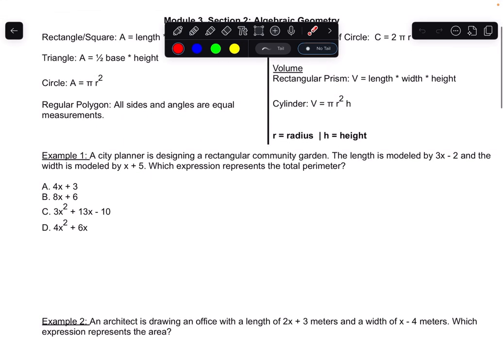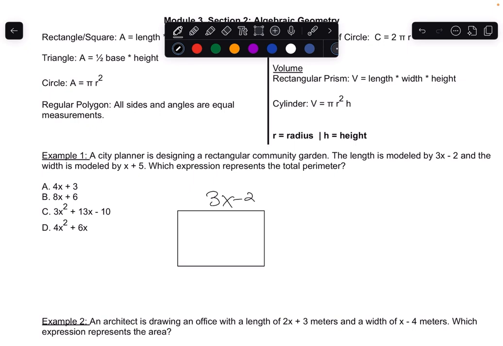So, for example, here in number 1, you got a rectangular community garden. So there you go. Typically, the length would be a number and the width would be a number. Now, those are actual expressions. For example, the length is 3x minus 2. The width is x plus 5. The biggest thing about this stuff is kind of taking your concept and extending it.